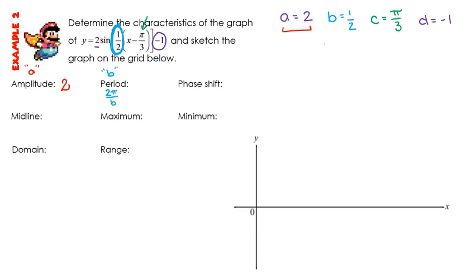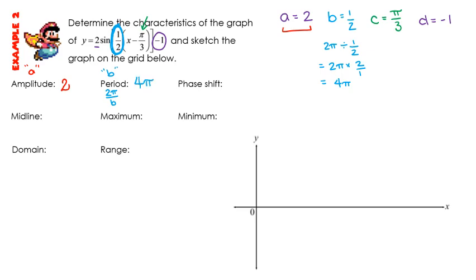So if I took 2 pi and then divided it by 1/2, if I wrote it like this, this is going to be equal to 2 pi times the reciprocal of 1/2, which is 2 over 1. So 2 pi times 2 over 1 is just going to give us 4 pi. So that means our period, the length of one cycle, is going to be equal to 4 pi.